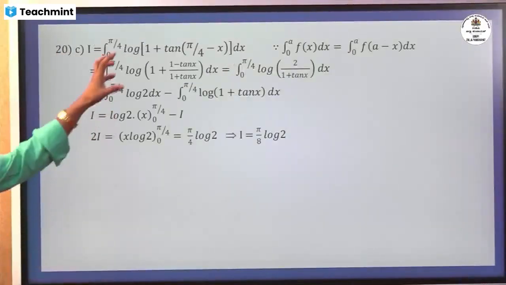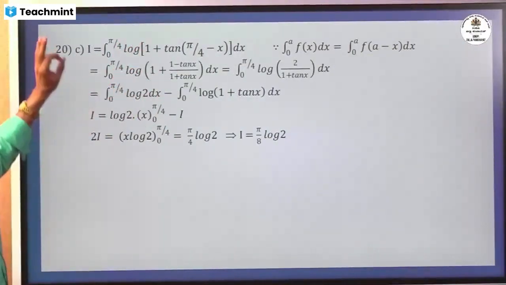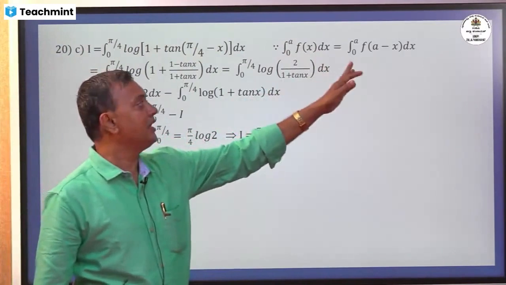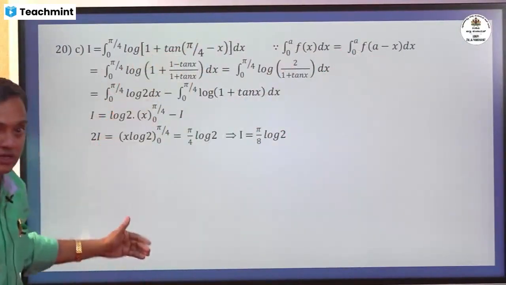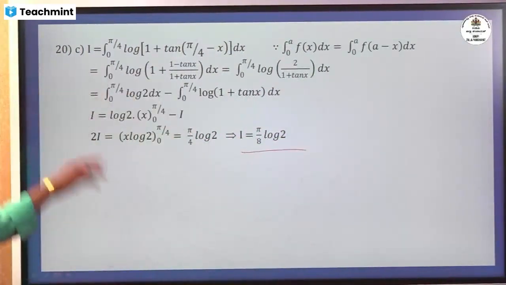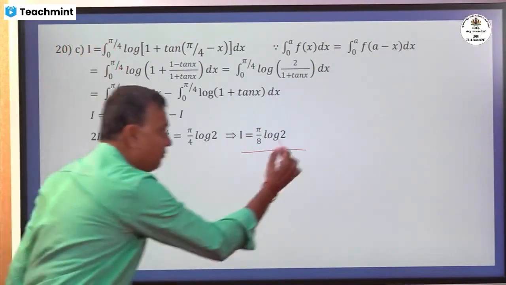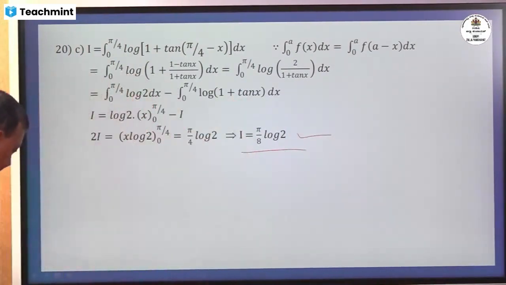So the method to do this I have already told in the integration class. So integral from 0 to a of f of x dx equals integral from 0 to a of f of a minus x dx, this property must be applied. So the answer we get is pi by 8 log 2. So integral from 0 to pi by 4 of log of 1 plus tan x is pi by 8 log 2. So the answer should be known.